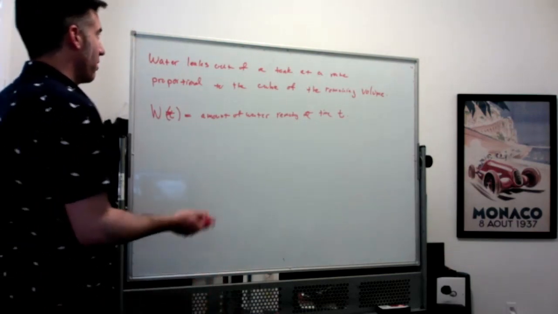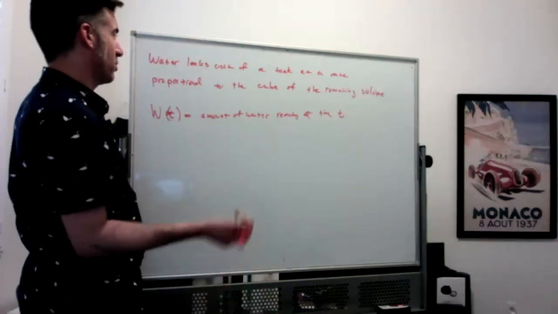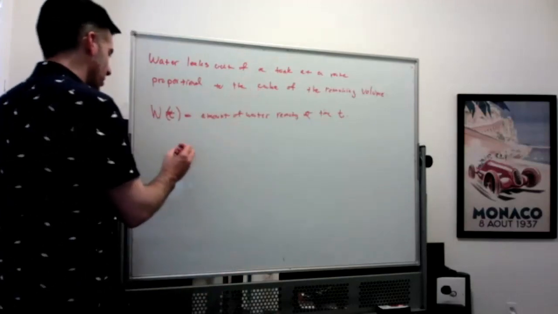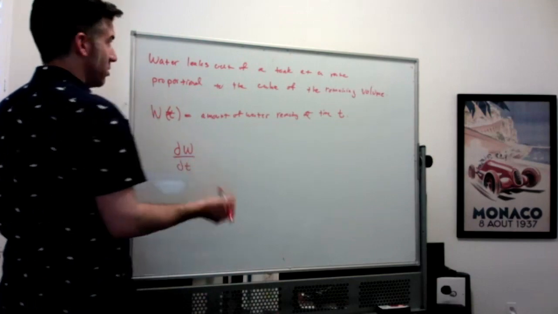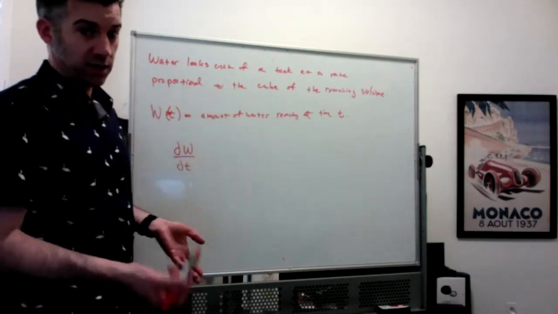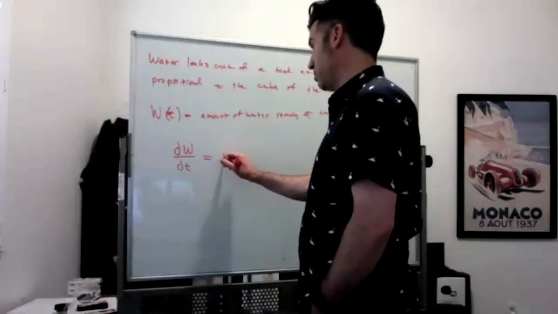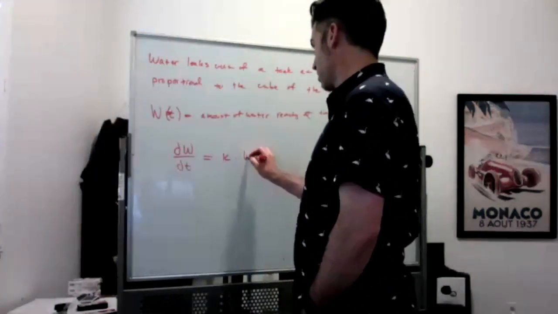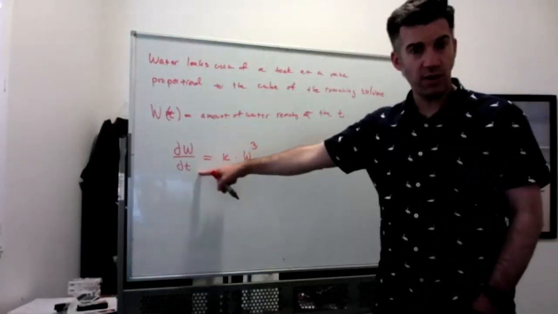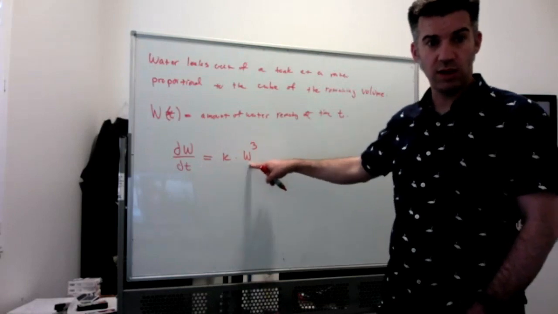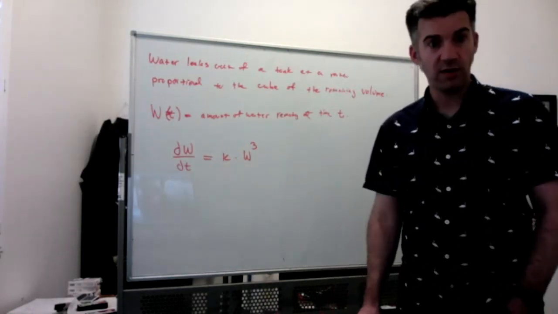So if water leaks out of the tank proportional to the cube of the remaining volume, then we know that dW/dt, the rate of change of water, or how fast the water is leaking out, is going to be a constant multiple of the amount of water in the tank. So the rate of change of the water in the tank is proportional to the cube of the amount of water in the tank. Okay, we can definitely solve this.